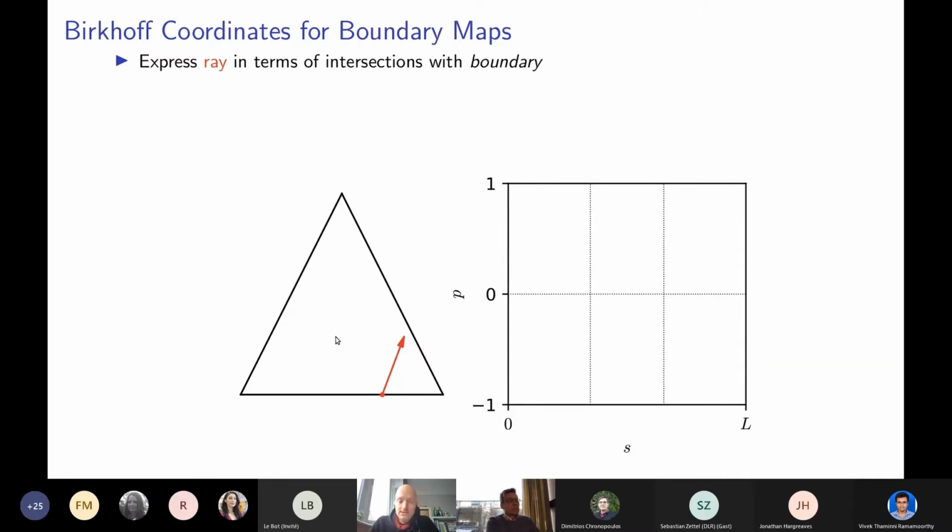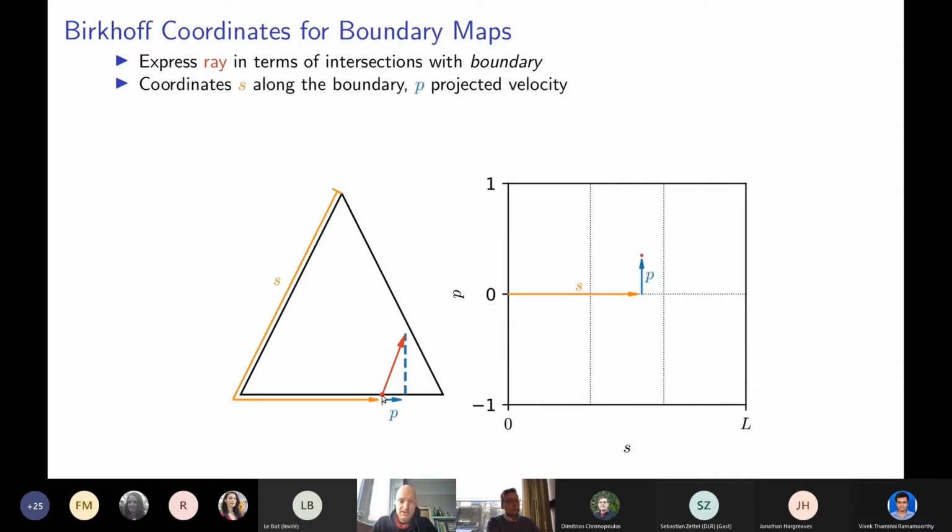practical way of describing this ray, and this is in terms of boundary maps. On the right-hand side, you can already see a coordinate system. There's a coordinate called S, which ranges from 0 to L. What is L? L is the total length of the exterior boundary here. So we start at the top and then go all the way around. This parameter S allows us to describe the position of this point in terms of length along the boundary. This is exactly like Jonathan said.